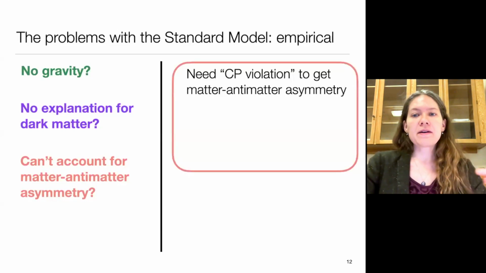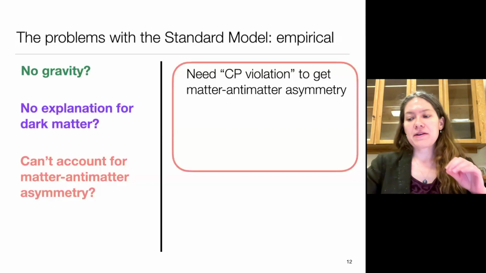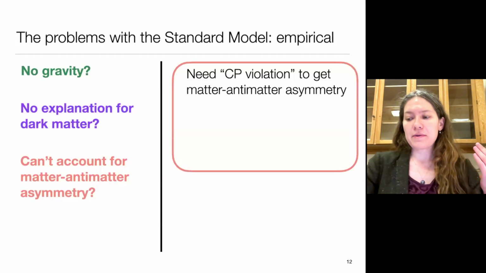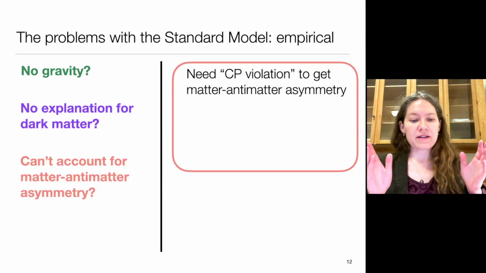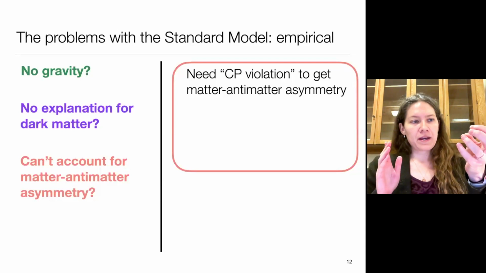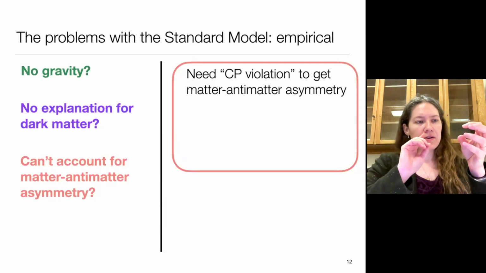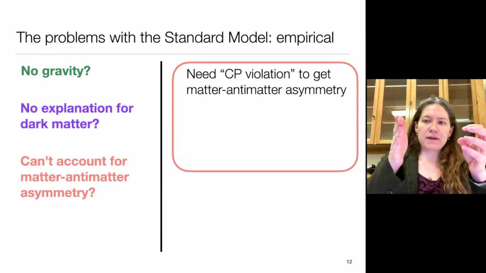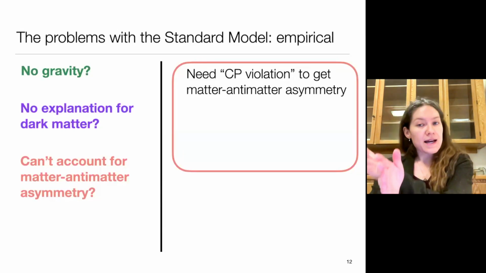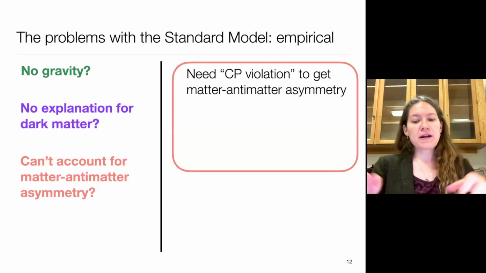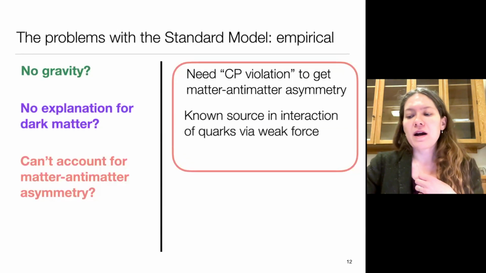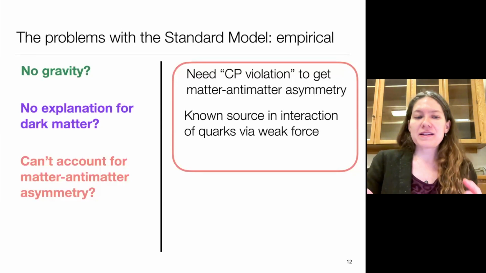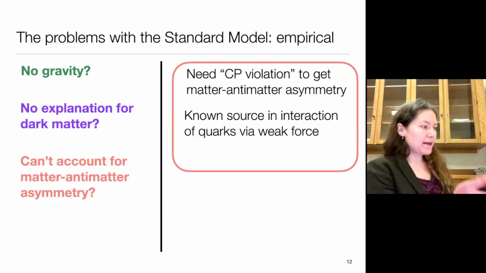I will say here, you can get matter-antimatter asymmetry out of the standard model or out of the models that we have built, but you need something called CP violation, or charge parity violation, which says that if you take a particle, swap its charge and take its mirror image, and you get exactly the same behavior, that would be charge parity symmetry. If you get different behavior, that would be charge parity violation. And you need a lot of charge parity violation in order to account for why the universe is made of matter.